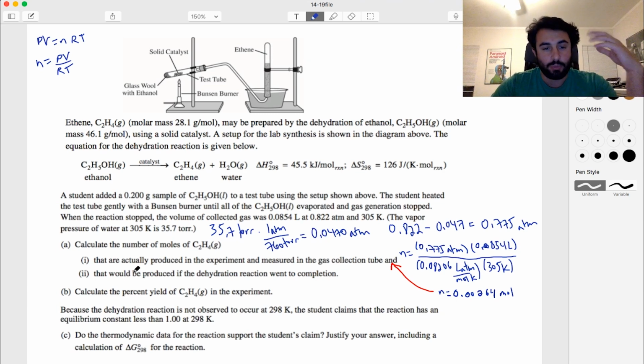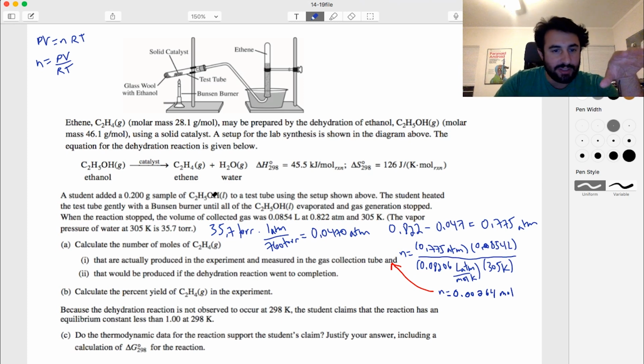Now, part two says that would be produced if the dehydration reaction went to completion. This is essentially what would be the theoretical yield, right? This is if every molecule of ethanol was successfully dehydrated and generated an ethene molecule that was collected and went towards the data. So we don't have to look at the data now, because we're not looking at an experiment. This is a hypothetical situation. What if all of it reacted? So let's do this one right up here so we have a little more room.